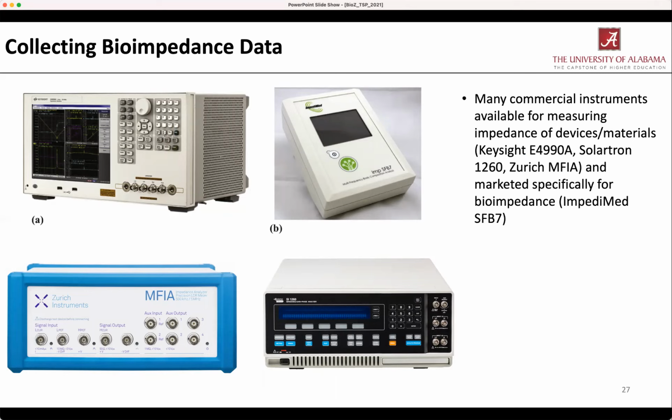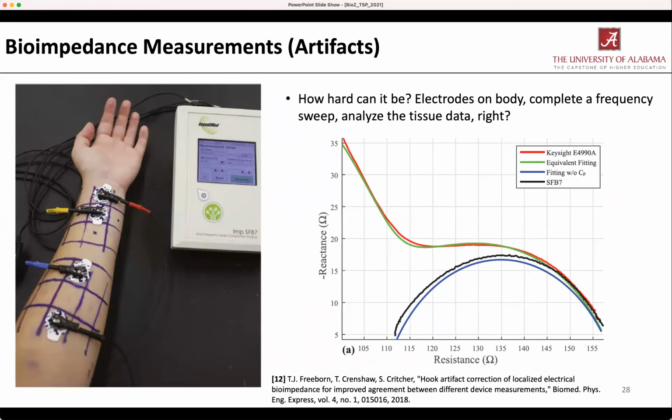But for researchers interested in getting into this, let's think about some equipment, right? What equipment's available? You can collect bioimpedance with many commercial instruments. I use a Keysight impedance analyzer. I also use an SFB7 from Impedimed, but we have instruments from Zurich Instruments, Solartron. These are all really excellent precision instruments. So when we think about them, how hard can doing bioimpedance research be, right? Put some electrodes on the body, complete a frequency sweep, analyze the tissue data, right? I want to say be careful. Not quite as simple as that.